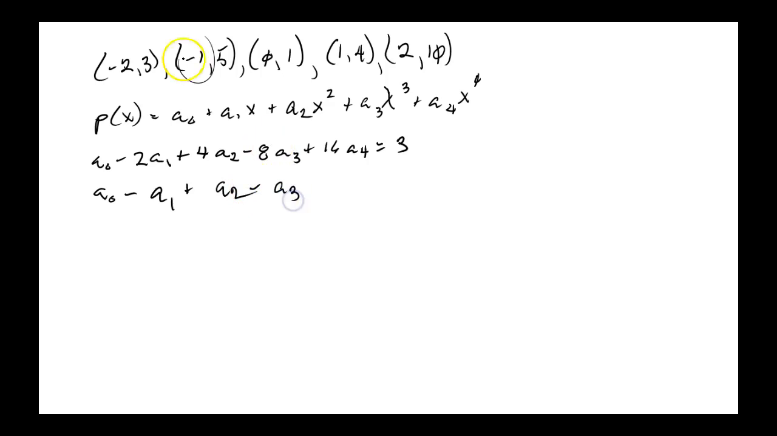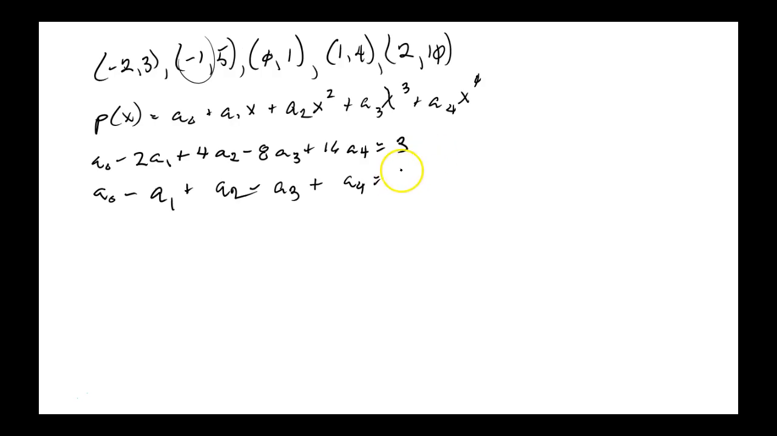Minus a3, because you cube minus 1 and you get minus 1. Okay? A4 equal... go back. No, 5. Perfect. Next one. A0. Yeah, because all the rest of them are zeros.